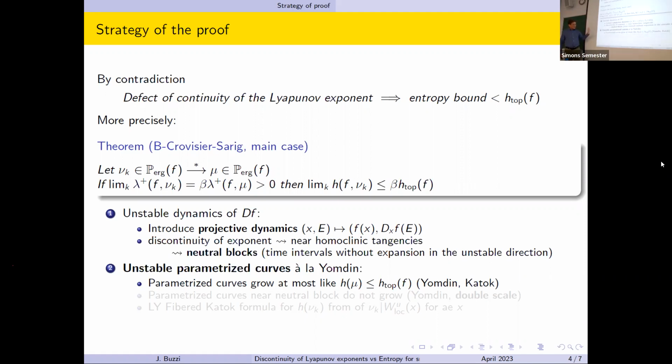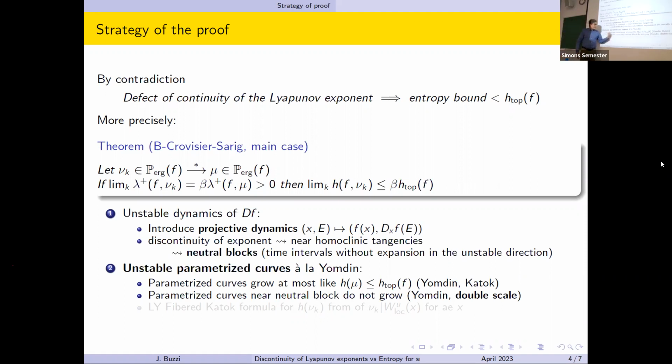Okay, we can refine it in some cases. I don't want to talk about it now. And then the central point of the proof, where really we have to work, is what happens during a neutral block, which corresponds to time intervals where the differential in the unstable direction, in what should be the unstable direction, is actually contracting.